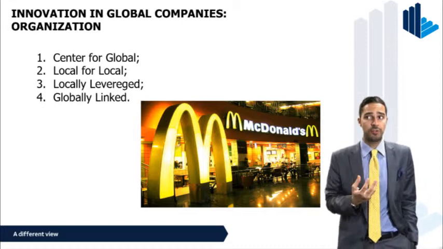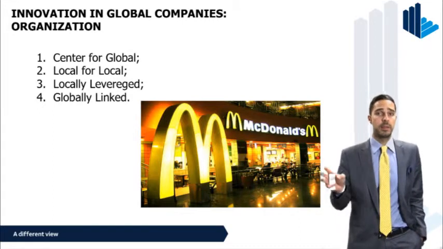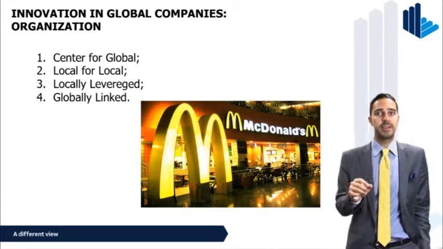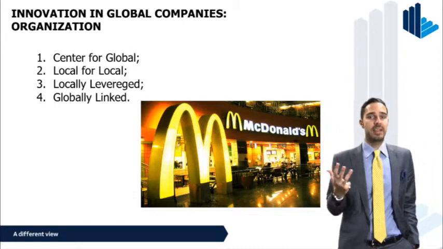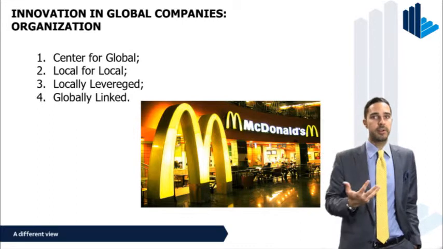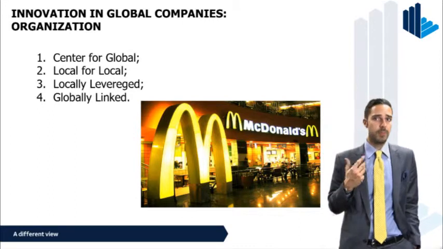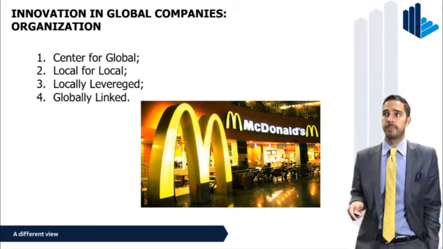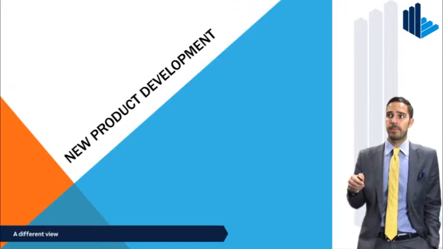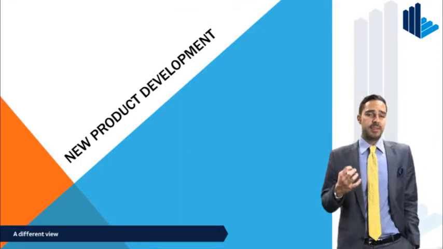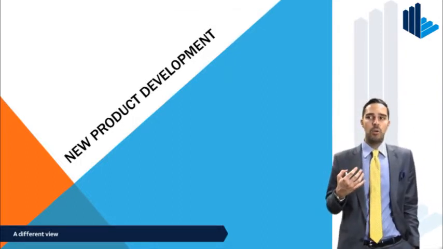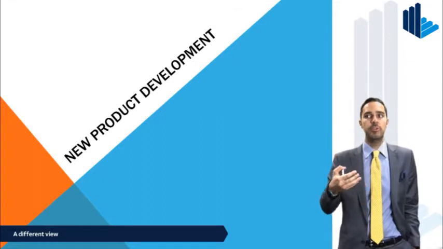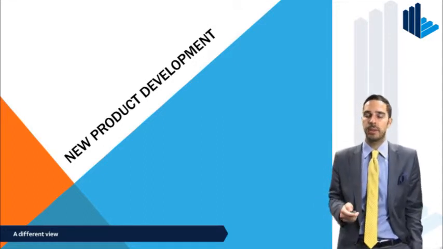The last approach is called globally linked. This means you have research and development units located in different countries and they collaborate together to develop new products that are launched globally. Now let's see what the traditional stages in new product development are.